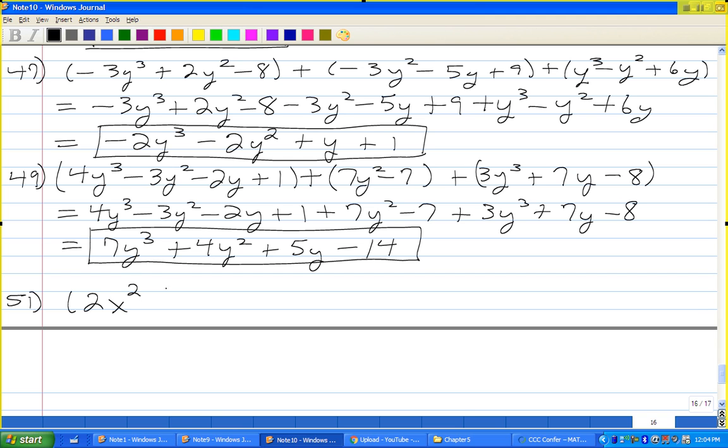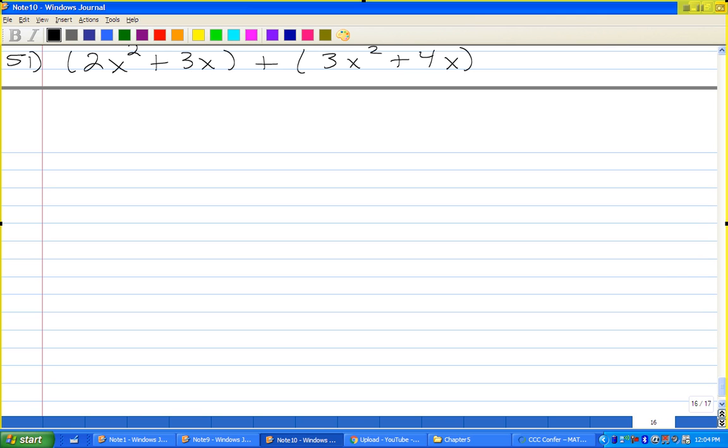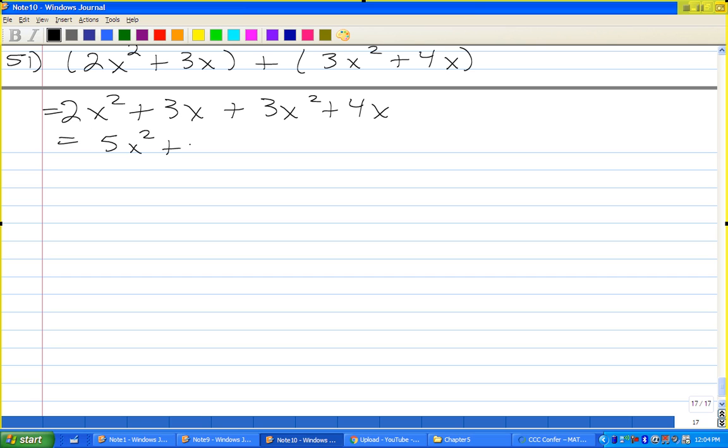2x squared plus 3x plus 3x squared plus 4x. In exercises 51 through 65, simplify the given expression. Two x squared plus 3x plus 3x squared plus 4x. Combine like terms. 2x squared plus 3x squared is 5x squared. 3x plus 4x is 7x.